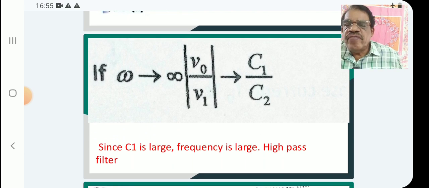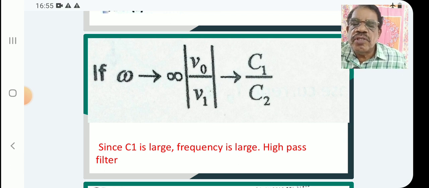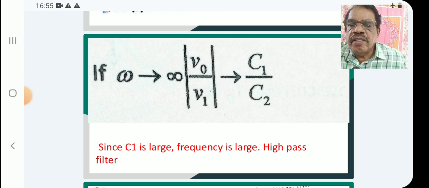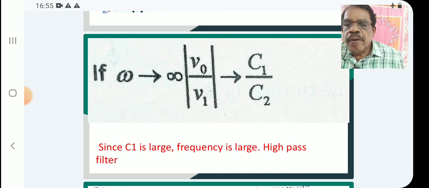If omega tends to infinity, that is, the frequency tends to infinity, then VO by VI tends to C1 by C2. That is the condition. If frequency tends to infinity, that is high pass, then VO by VI tends to C1 by C2.